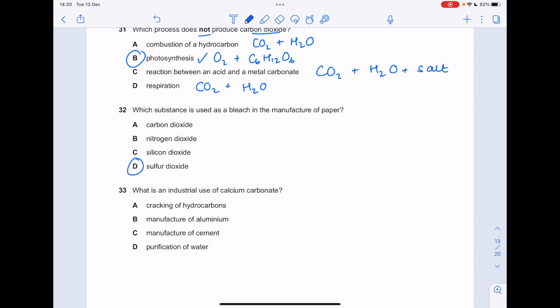What is an industrial use of calcium carbonate? This is limestone, remember. It's used in building processes to make things like cement, mortar, and concrete. The answer here is C.